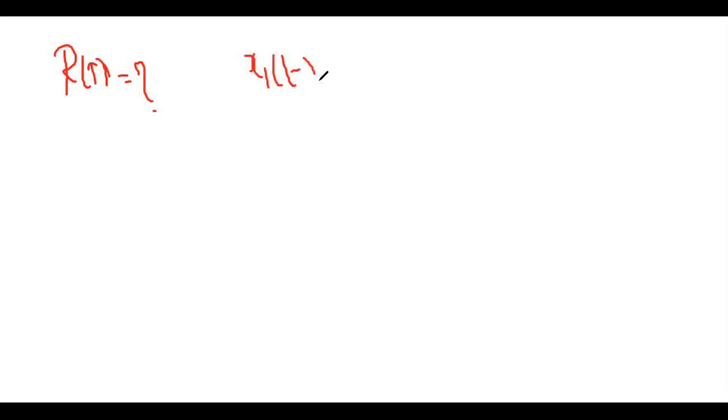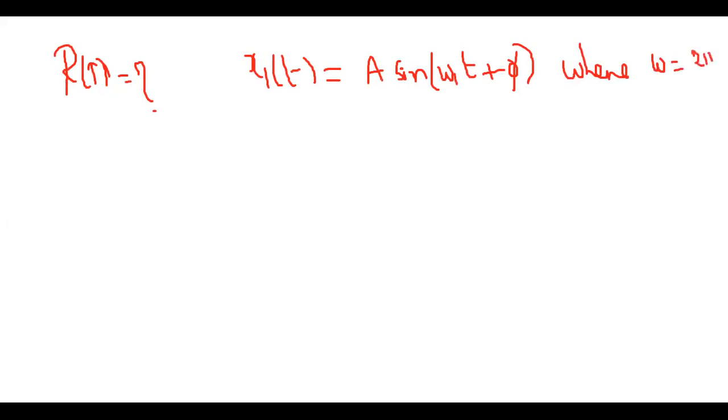So x1 of t is equal to A sine omega 1 into t plus pi, where omega is equal to 2 pi by T, or omega 1. Let us take omega 1. Find the autocorrelation function for the given signal. Only the one signal, because since I am taking x1, it is also the x1 into x2 autocorrelation function. What is the formula for the autocorrelation?